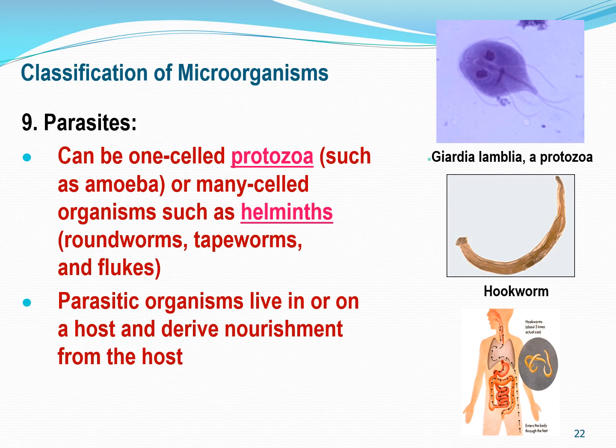Okay, now let's talk about parasites, okay? They can be one-celled protozoa, right, such as an amoeba, or many-celled organisms such as helminths, which are roundworms, tapeworms, and flukes. So you see that Giardia lamblia, which is a protozoa, up in that top picture over to your right. Then you have the hookworm in the center, right? Parasitic organisms live in or on a host and derive nourishment from that host.